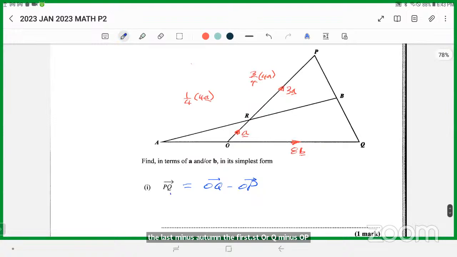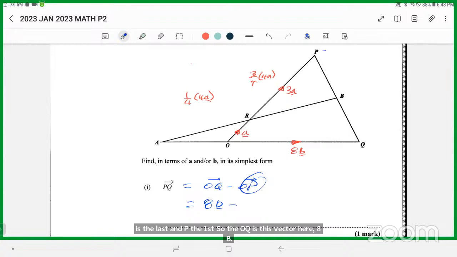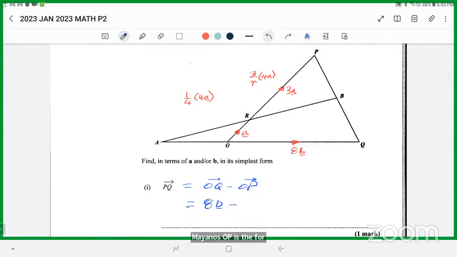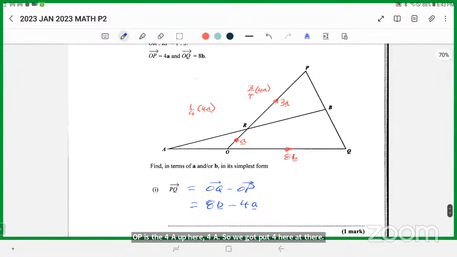Because you know the two position vectors, it's O times the last, which is OQ, minus O times the first. Q is the last and P is the first. So the OQ is this vector here, 8B, minus OP, which is the 4A up here. So we can put 4A right there. And that is it. You could have also looked at the diagram. Yes?